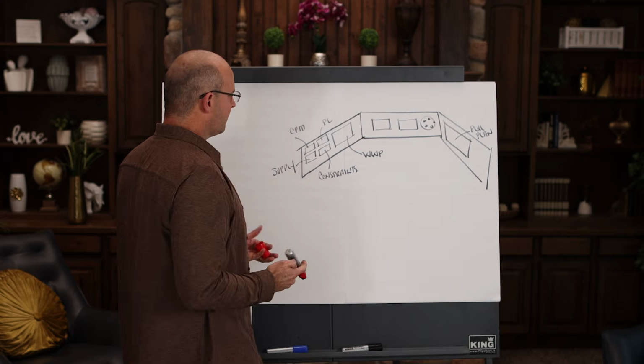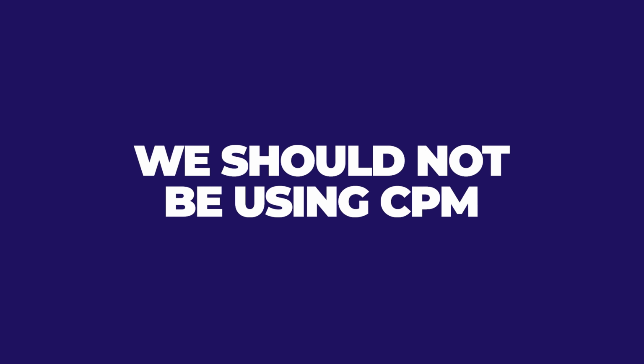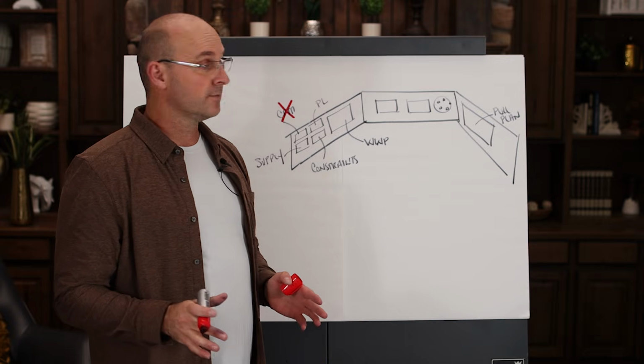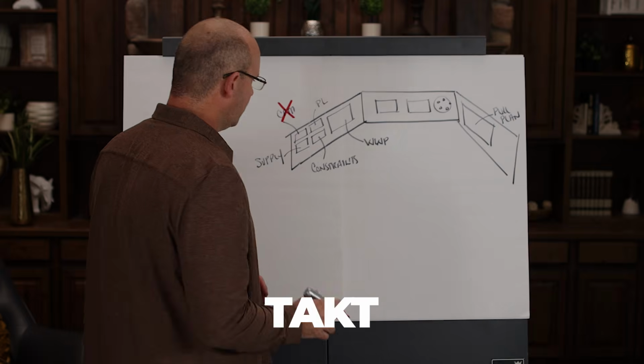But let me say a couple things here. Number one, we should not be using CPM. I don't want to see that on the wall. That is not a visual production plan. You need to be using Takt. If you want to be effective, you don't have to. You can do whatever you want.